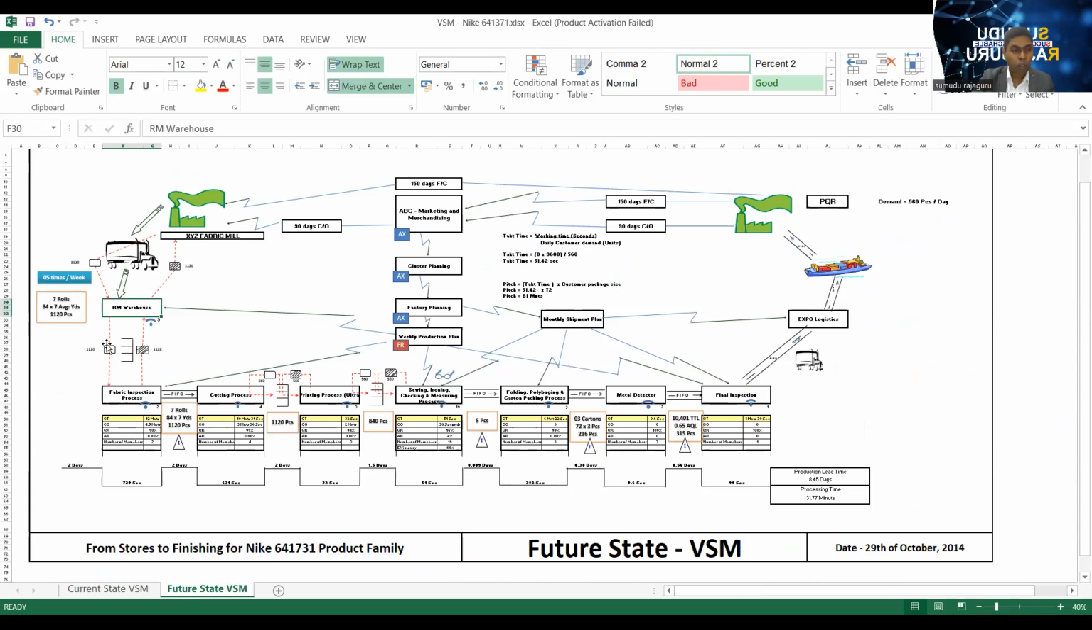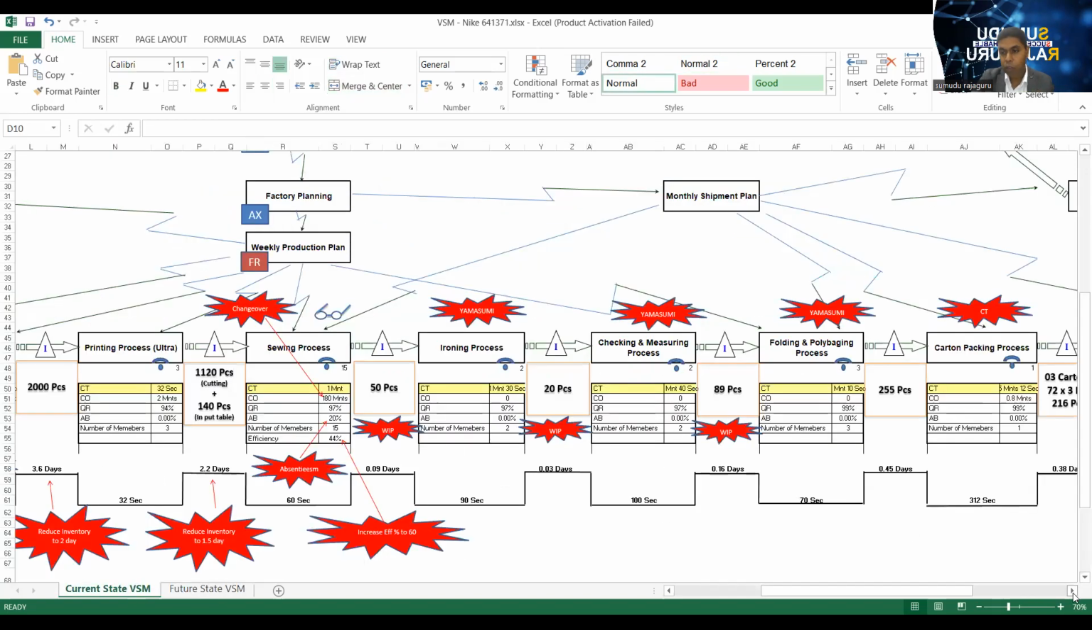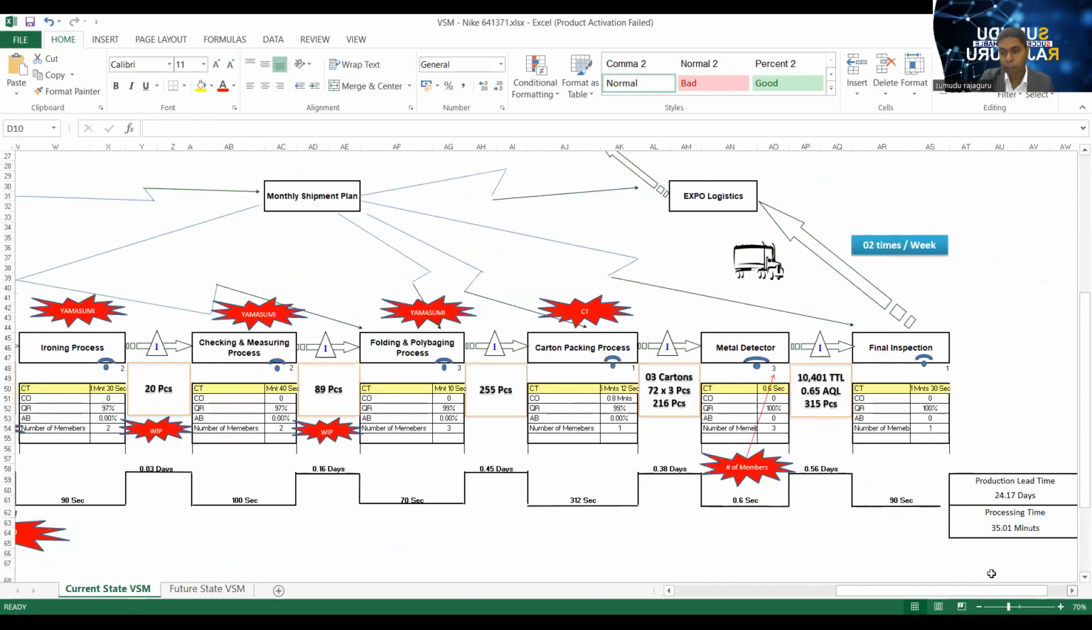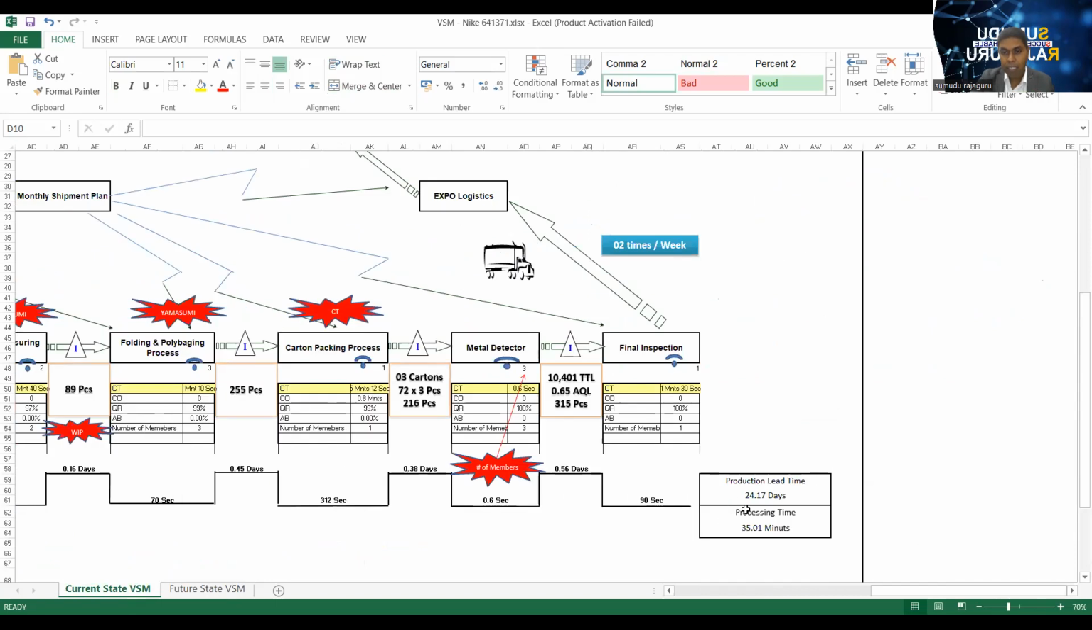So everywhere they put some supermarket and they convert the push system into the pull system, then WIP levels also reduce. Still that future value stream map not achieved, it is a dream. So according to the current value stream map, you can see the production lead time is 24.17 days, but processing time, that value adding time is 35.01 minutes.